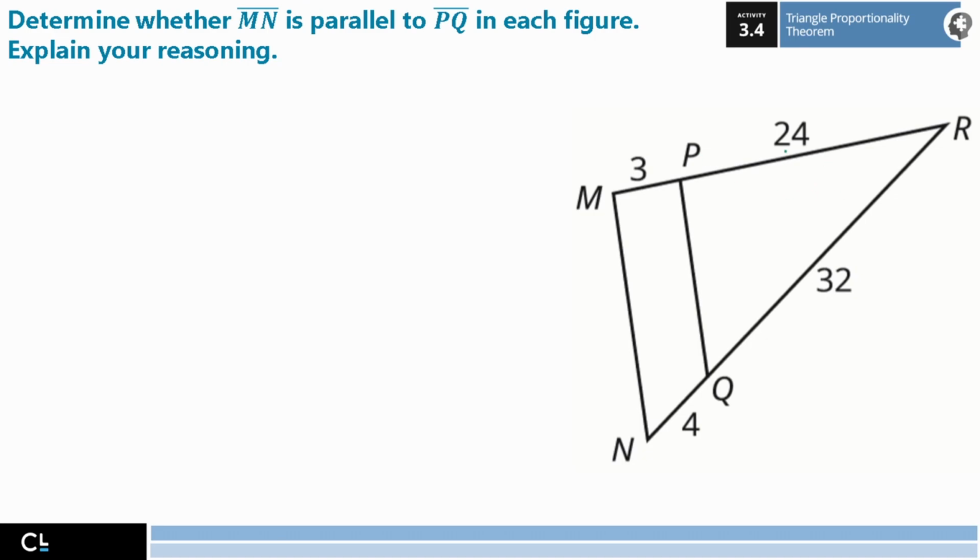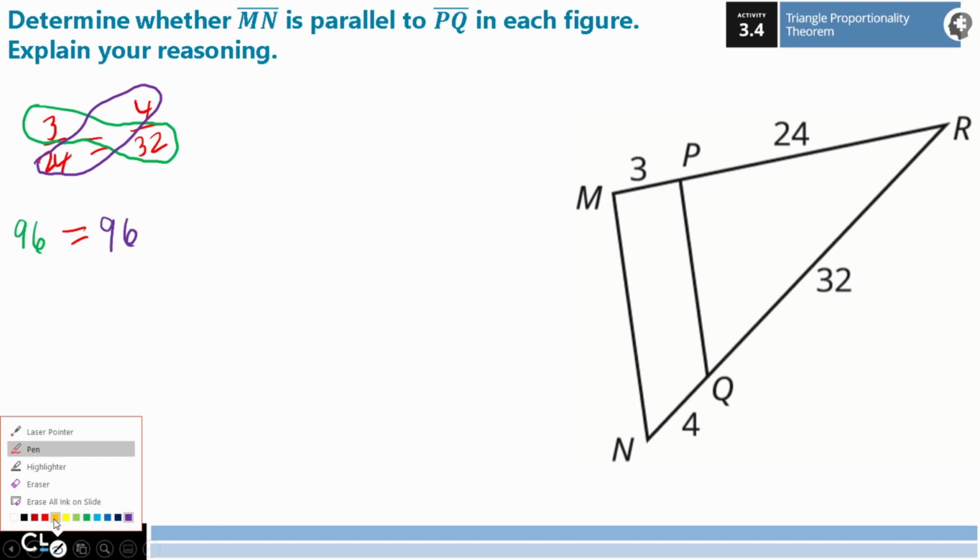So once again, let's set it up. So I'm going to go 3 over 24. All right, let me go to red. 3 over 24 equals 4 over 32. And once again, we cross multiply. 3 times 32 is going to give me 96 equals 24 times 4 is also going to give me 96.